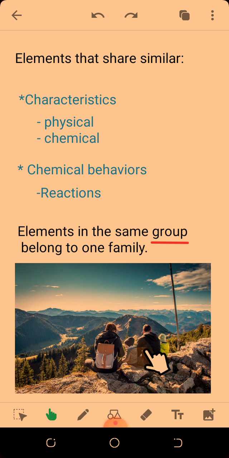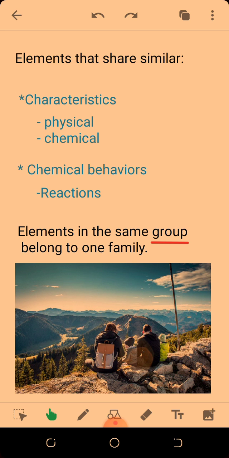Just like you belong to a family, in this picture, this is a nuclear family. A nuclear family consists of the father, the mother, and the children. You also belong to a family, and members of your family can be identified by various characteristics that are unique to your particular family. For example, you may have tall people in your family, or people with very black hair, or people with very long legs. These are characteristics that are peculiar to the family you belong to.